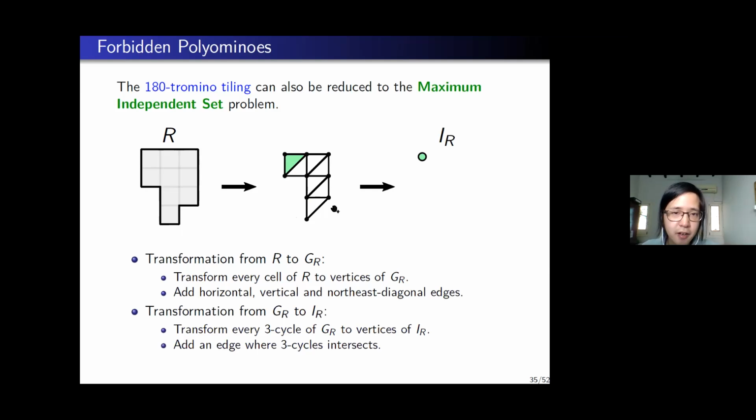Then we transform this figure again, taking each triangle and transforming it into a vertex. And we connect 2 vertices if these triangles have an edge or a vertex in common. And the obtained graph is the intersection graph.